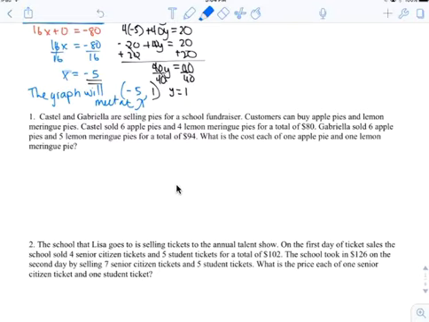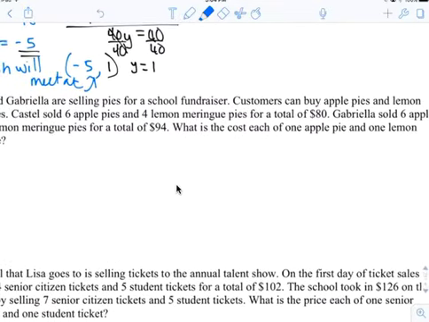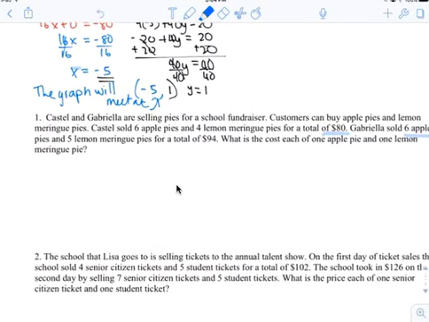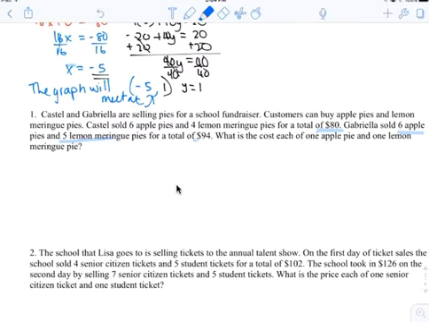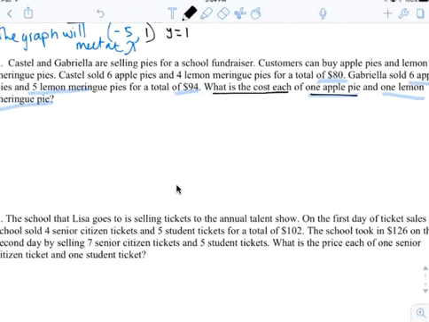Castle and Gabriel are selling pies for the school fundraiser. Customers can buy apple pies and lemon meringue pie. Castle sold 6 apple pies and 4 lemon meringue pie for this much money. Gabriel sold 6 apple pies and 5 lemon meringue pie for this much money. What is the cost of 1 apple pie and 1 lemon meringue pie? So we'll write an N here.